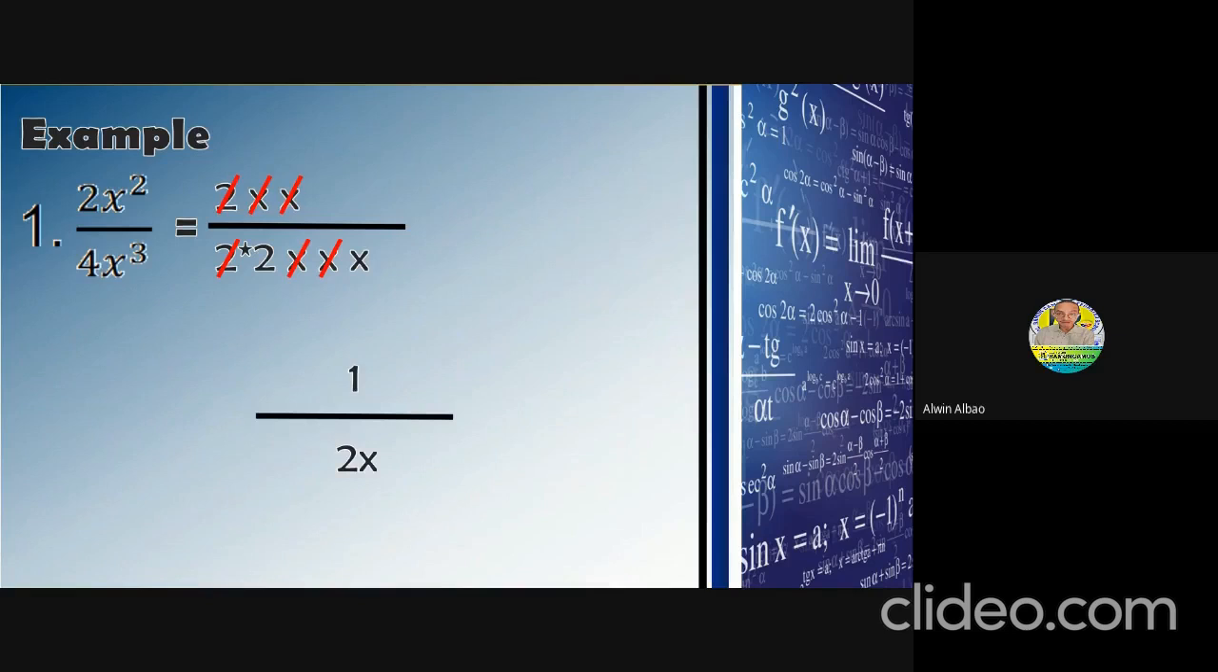Bakit 1 yung numerator? Kasi wala nang natira maliban sa 1. Okay, kapag na-cancel lahat ng ating numerator or denominator, ang value nun ay 1. Okay. So, then, ang natira sa denominator is 2 and x. So, 2 times x, 2x. So, ang final answer natin is 1 over 2x.